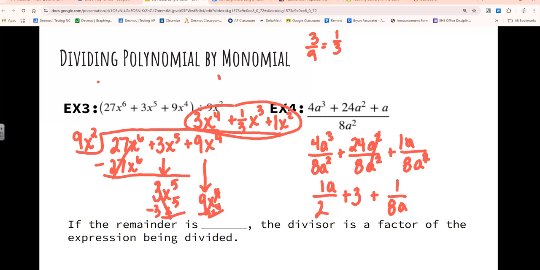One thing we'll be talking about a lot here is that if the remainder is 0, the divisor is a factor of the expression. Oh, wait. I think I did that. It's okay. We'll talk about it on the next problem. If the remainder is 0, the divisor is a factor of the expression being divided. That just means it divides evenly. If you get a remainder of 0, then that divides evenly.